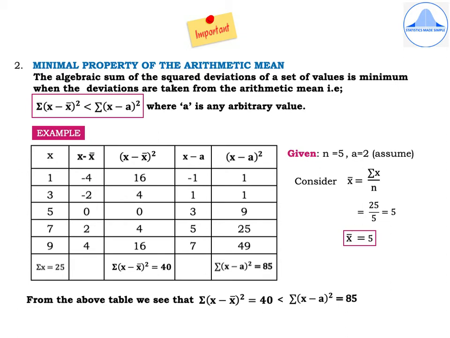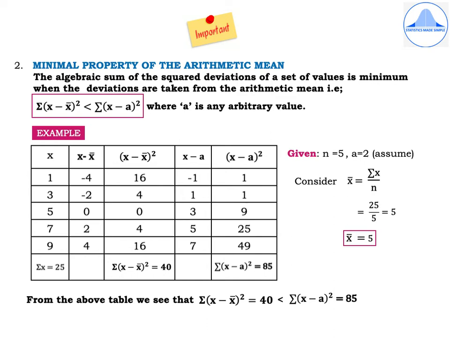So the algebraic sum of the squared deviations of a set of values from the arithmetic mean is nothing but summation x minus x bar the whole square. So when the deviations are taken from the arithmetic mean, it is summation x minus x bar whole square, and this should be minimum, or in other words it should be less than summation x minus a the whole square, where a is any arbitrary value.